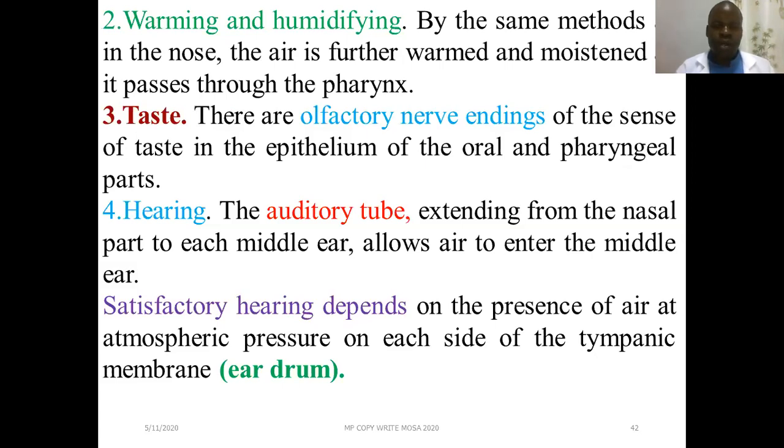Satisfactory hearing depends on the presence of atmospheric air pressure on each side of the tympanic membrane, that is the eardrum. So we're saying for successful hearing to occur, there should be enough atmospheric air pressure on both sides of the tympanic membrane, that is the eardrum.